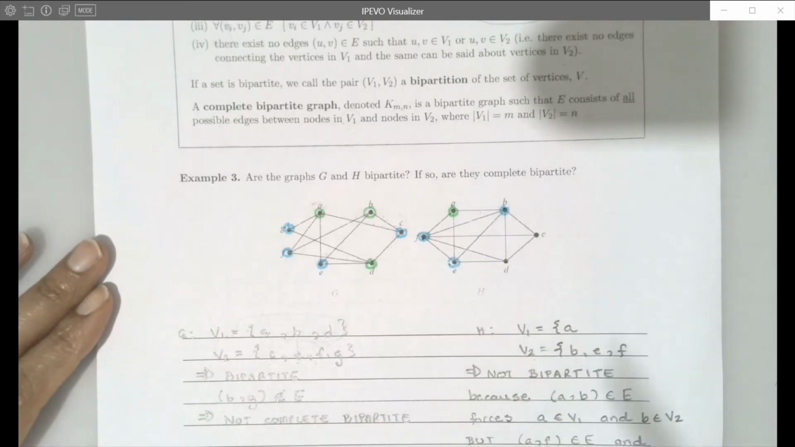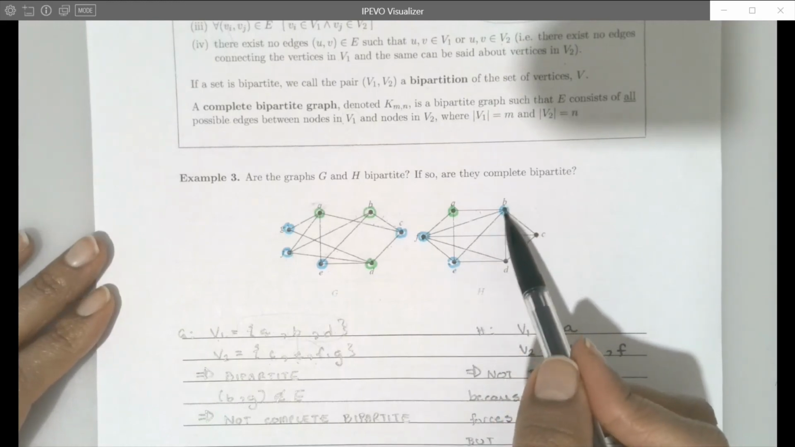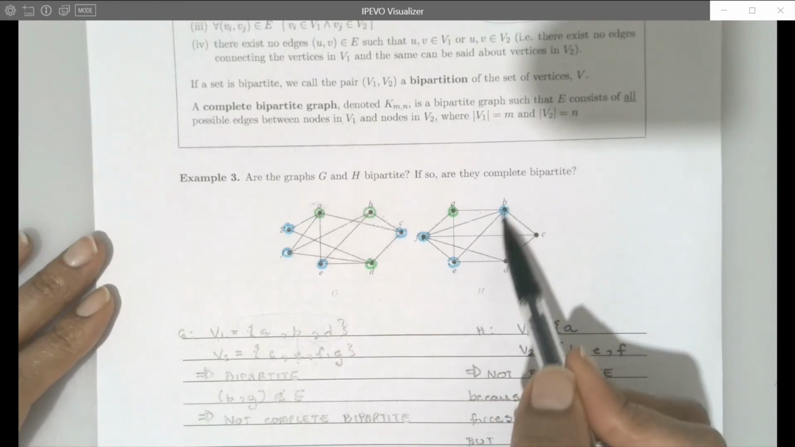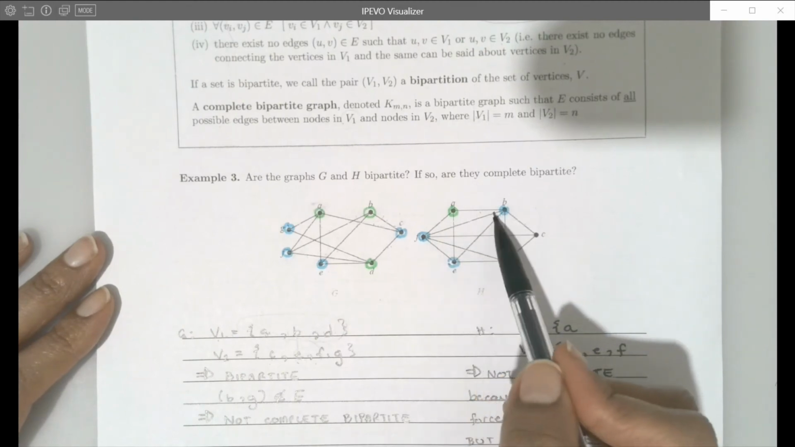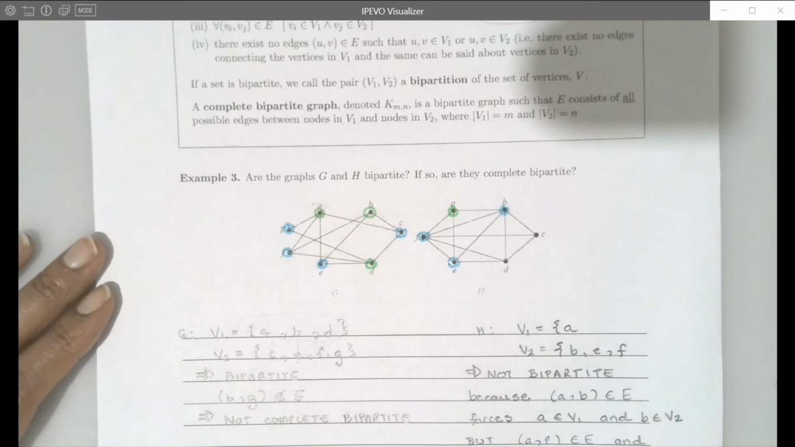Okay, now in this case, we already see a violation. There is 1 edge with 2 nodes of the same color. In fact, not just 1, but 2, right? B with E and B with F. So that means that this is not bipartite.